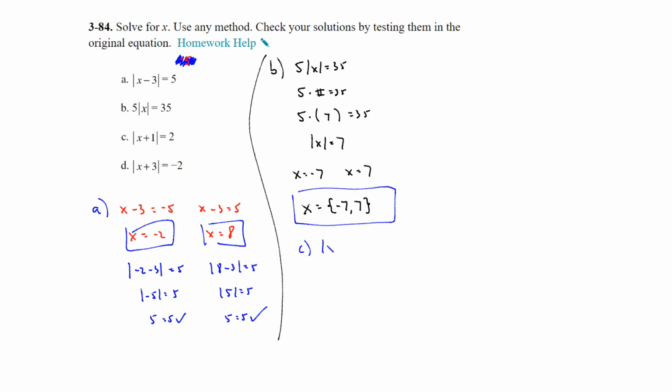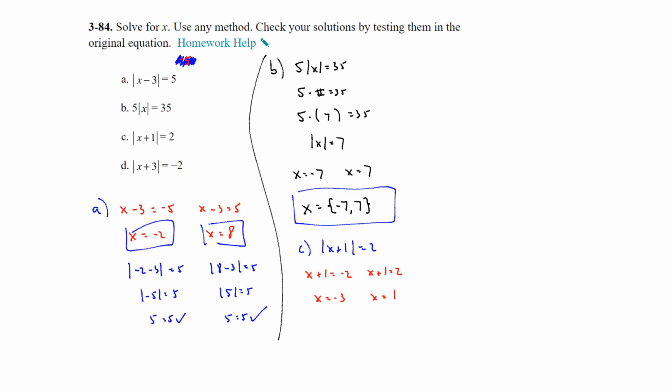C, we have the absolute value of x plus 1 is equal to 2. So once again, if we think about this, what number can I place inside here to make this a true statement? We could place a 2 or a negative 2. And so therefore we can just set up an equation. If that's the case, then we want to know when x plus 1 is going to equal negative 2, and when is x plus 1 going to equal positive 2. So when x is negative 3, that happens, and when x is 1, that happens.